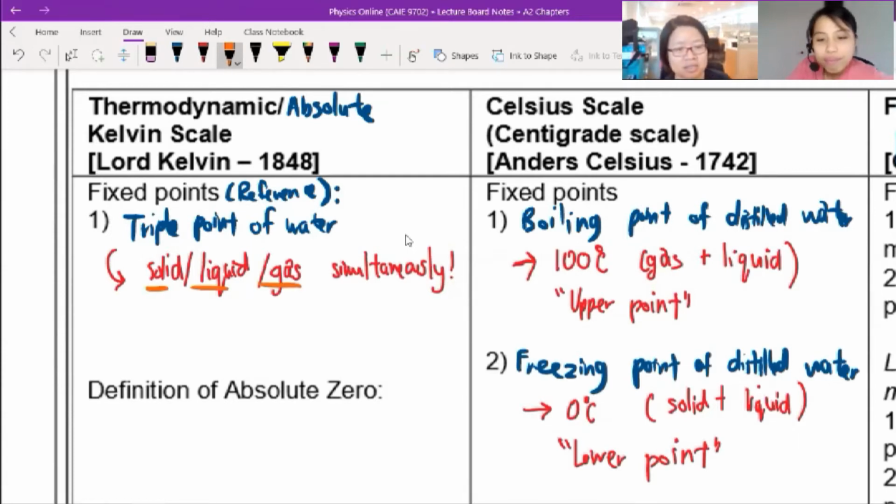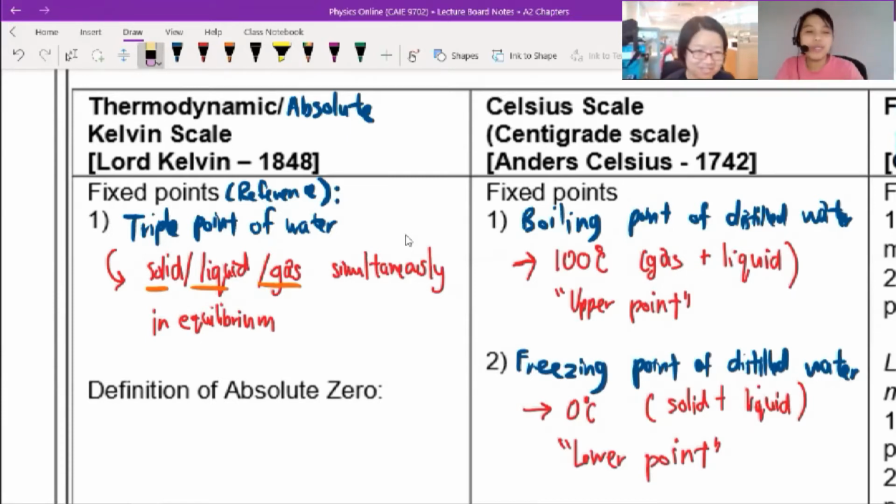So they exist simultaneously in equilibrium. I think it's important to also understand that all these things happen in equilibrium. You could argue that I make a hot cup of coffee and I throw some ice inside. It doesn't have to be 0 degrees Celsius. Not yet equilibrium. Equilibrium means there is no net heat flow left between the two different things.